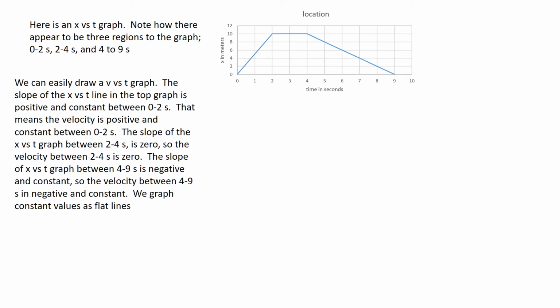You should be able to easily draw a v versus t graph. The slope of the x versus t line in the top graph between 0 and 2 seconds is constant positive.